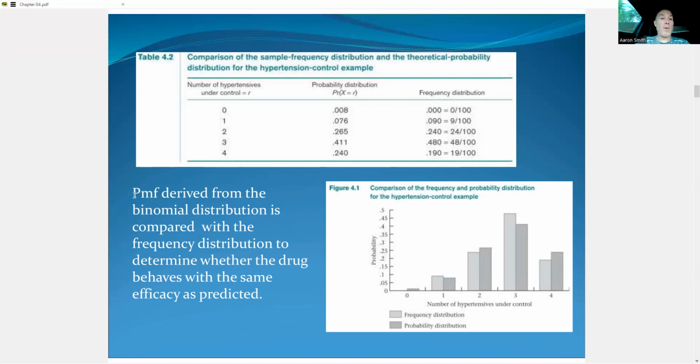So the probability mass function derived from the binomial distribution is compared to the frequency distribution to determine whether the drug behaves with the same efficacy as predicted. So if I see a big difference between these probabilities and these frequencies, then I have probably chosen the wrong probability mass function.